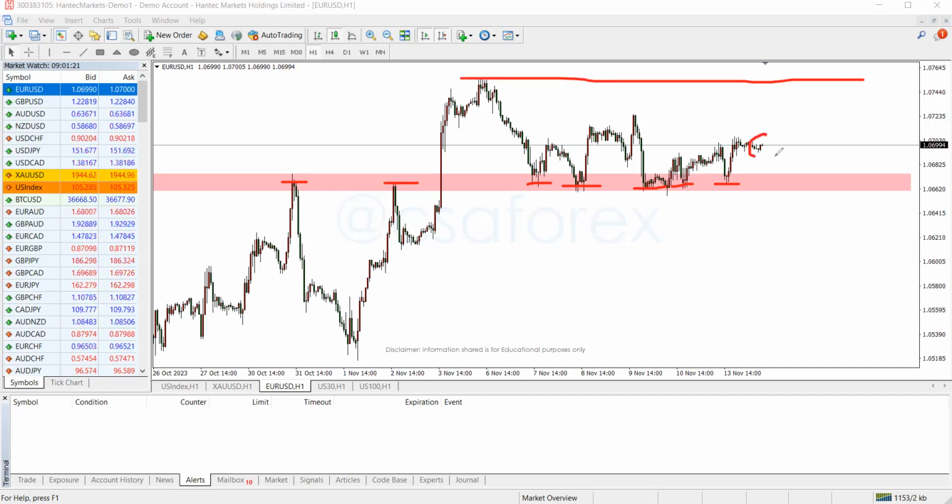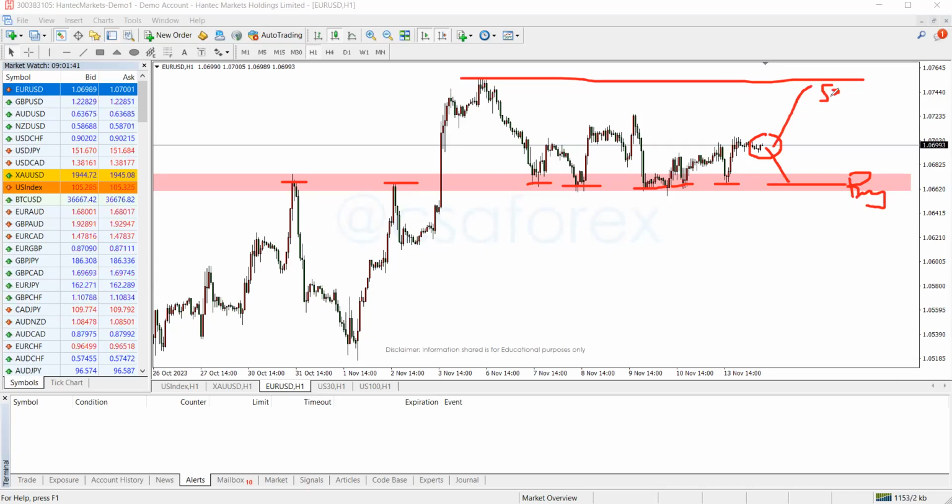Now, where it is for me is in no man's land. I'm not going to be buying over here because it's in the middle of nowhere. I'm not going to be buying here, and of course I'm not going to be selling here. The best place to buy is at this point here. This is the best place to buy over here. And then the best place to sell is at this point over here.